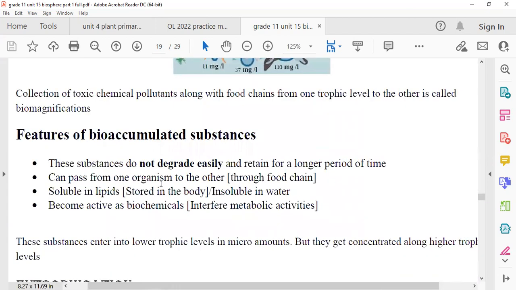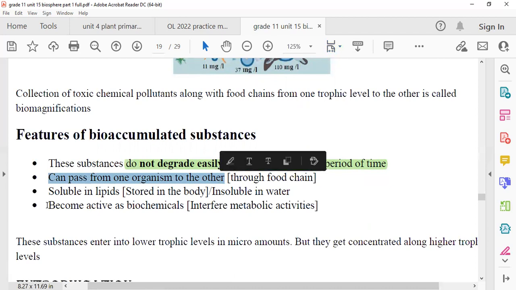A biomagnifying material should have certain qualities. They should not undergo degradation easily. That means biodegradation, degraded by microorganisms, should not happen to them easily. And they should stay in the environment for a longer time period. Further, they should be able to pass from one organism to another organism. Third quality, they should be lipid soluble, soluble in the lipids in the body of those animals.